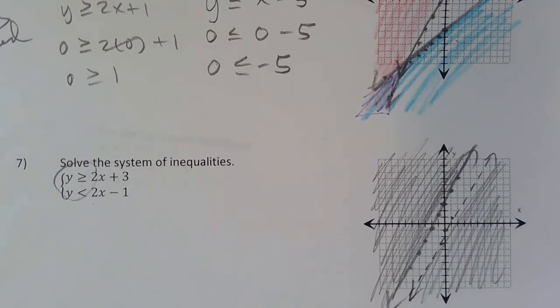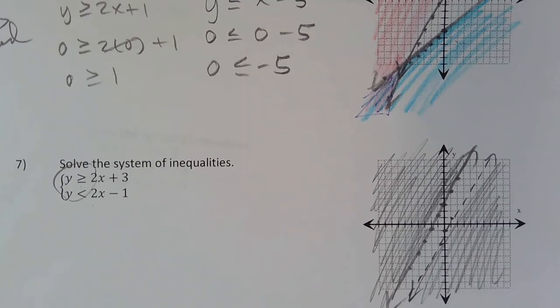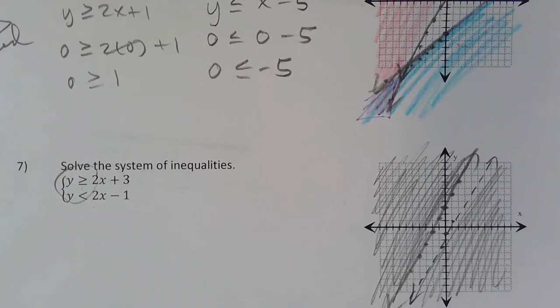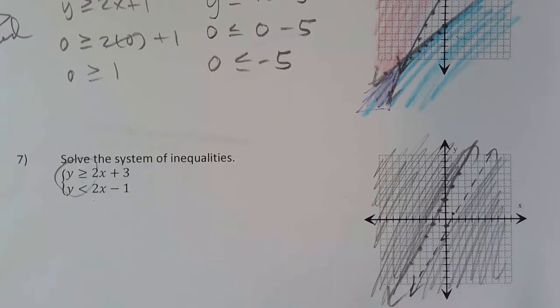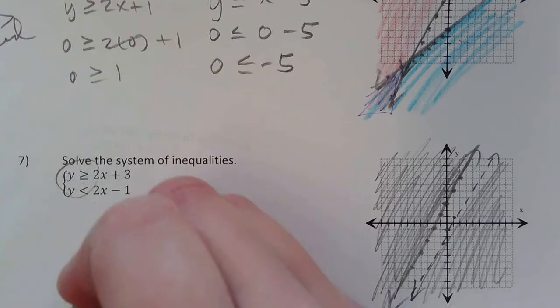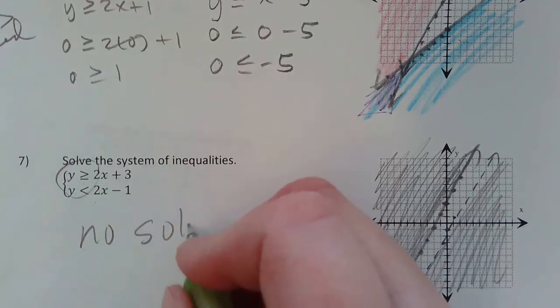Now, I've got kind of an interesting issue here. They both have a slope of 2. I've got different y-intercepts, so my lines are parallel. And because of the shading, I am shading like above one and below the other. So there's actually no overlap. So this is going to be no solution.